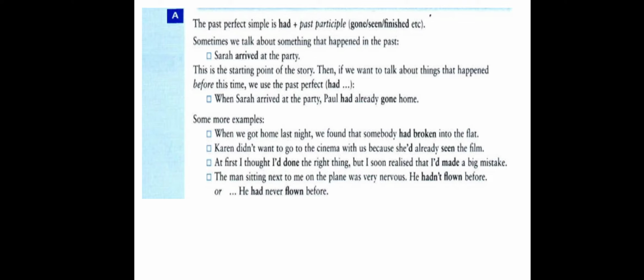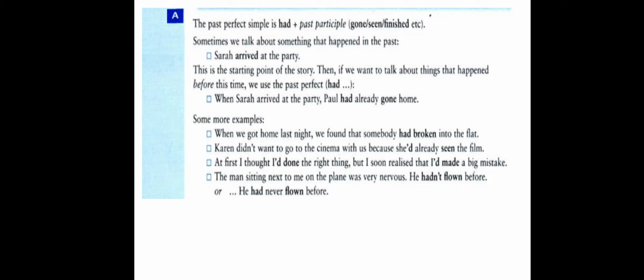The past perfect simple is formed by had plus past participle: had gone, had seen, had finished. The past participle of go is gone, of see is seen, of finish is finished. Whether the verb is regular or irregular, we need to use the past participle form of the verb along with had.